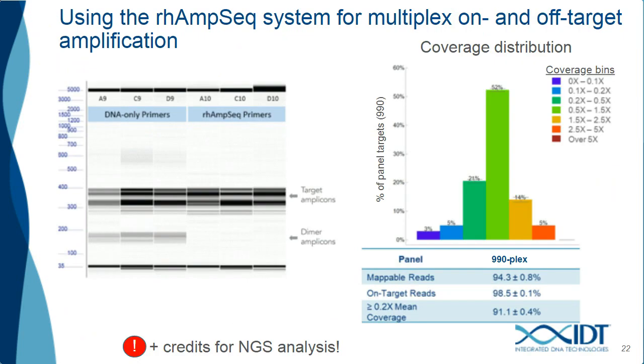For users doing on- and off-target quantification, rhAmpSeq helps to reduce the probability of primer-dimer formation compared to DNA-only primers, as can be seen on the gel on the left. Additionally, the design algorithm helps to generate amplicons that will give high uniformity and read depth coverage for the targets designed. Here on the right, we can see an example of a pool with 990 assays in a single reaction, with greater than 91% of the sites amplified having a coverage greater than 0.2x mean coverage.